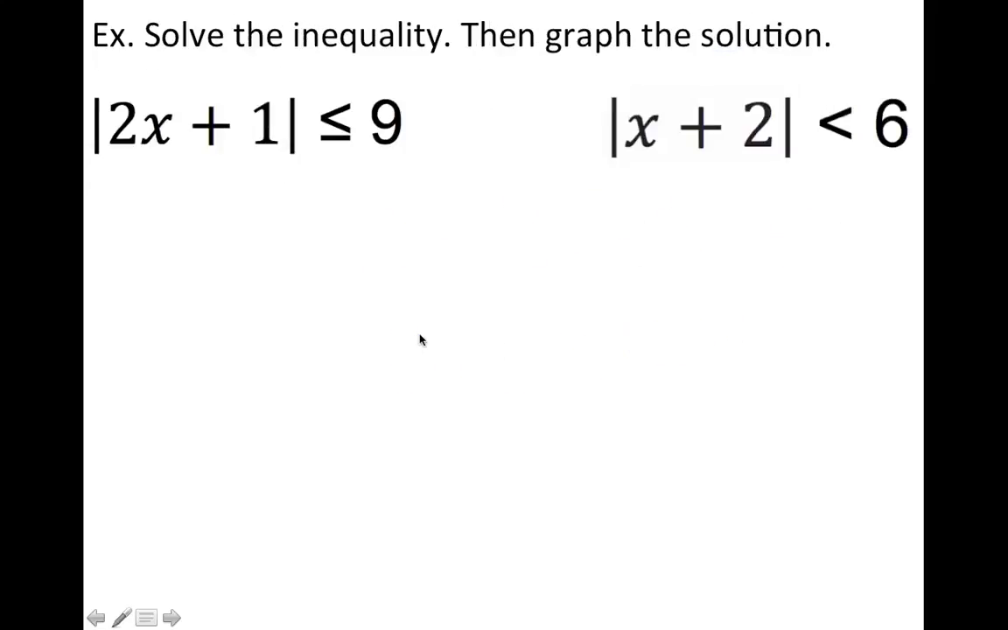Go ahead and solve these out and then graph the solution. Pause this and come back. For the first one on the left, since it starts with a less than, that means we can put our variable in the middle. Make sure your inequalities are both facing the same way. And when we solve this out, we should get x less than or equal to 4 and x greater than or equal to negative 5.